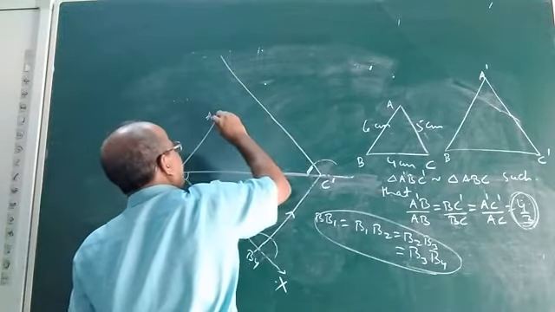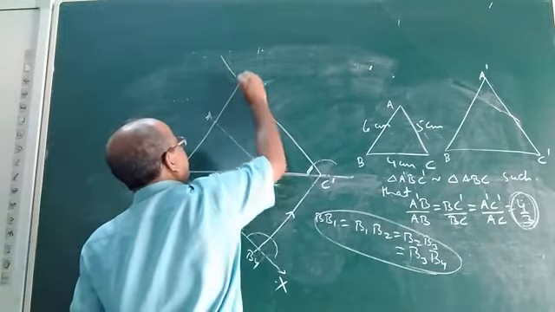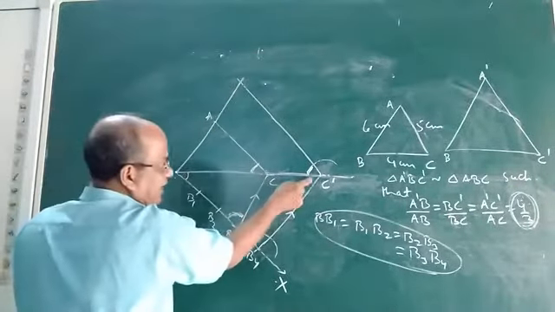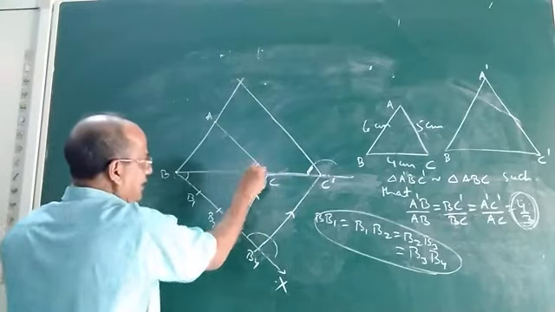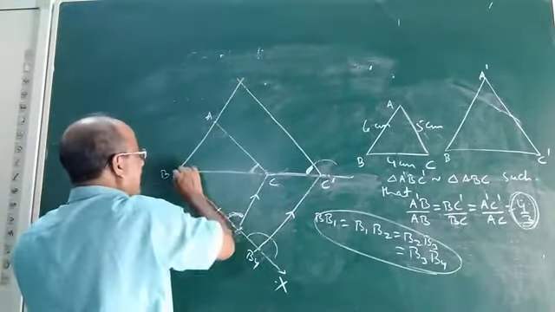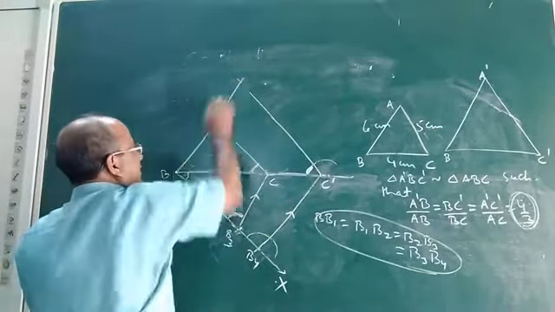Then you produce again BA. You see, you produce BA. If you produce BA and this angle ACB which is shifted at the vertex C dash, this ray and the extended BA will intersect at a point. Suppose now we name the point A dash.